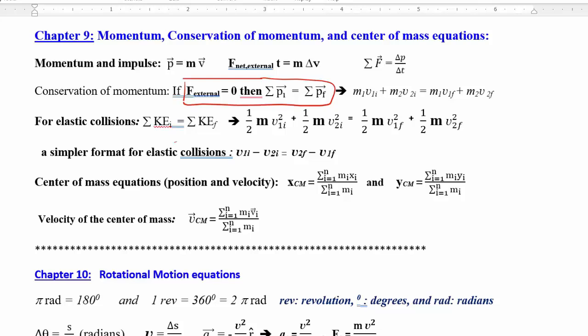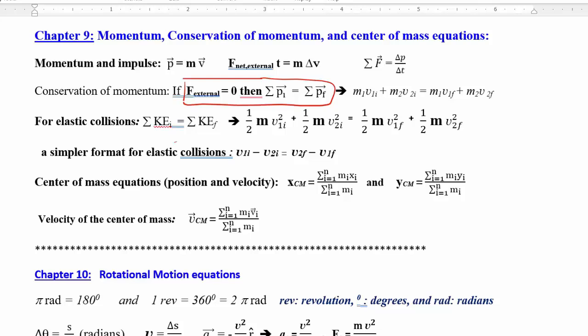So if you have mass 1 and mass 2, and they have velocities 1i and 2i before the event, which could be anything, a collision or an explosion or sudden movement of a system, that will be equal to the momentum after the event. Now, if there is an external force, the net external force on the system will be equal to the rate of change in the momentum, delta P over delta T, where delta P is the change in the momentum over time.